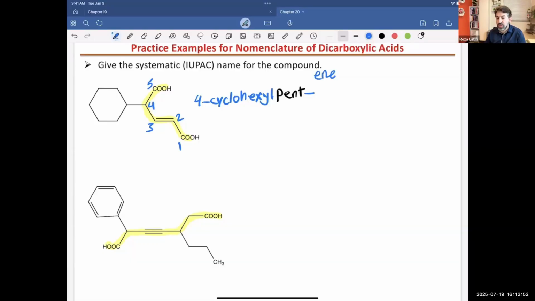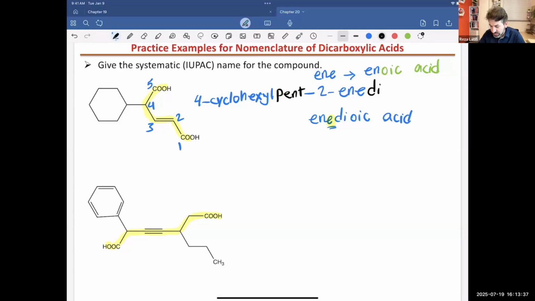Okay, when we had monocarboxylic acid, only one carboxylic acid, we said take the EN, keep it, but the last E replace it by OIC, and then add acid. But if you have dicarboxylic acid, simply keep the E, the last one, and after that one, just simply say di, OIC, and then add acid. So again, we are not going to get rid of that E. So I'm going to say on the second carbon, I have a double bond. And then I do see 2 carboxylic acids, so I say dioic acid. And that's going to be the correct way to name the compound.